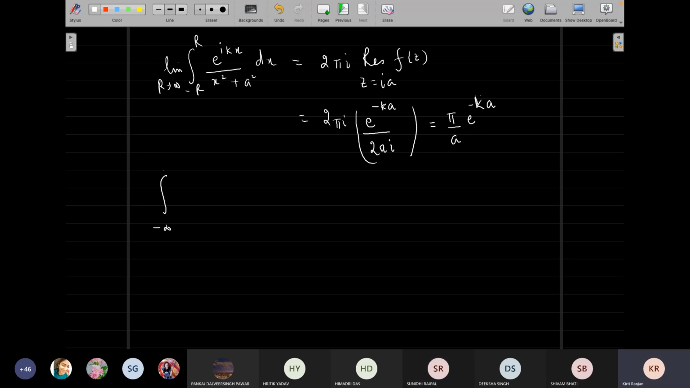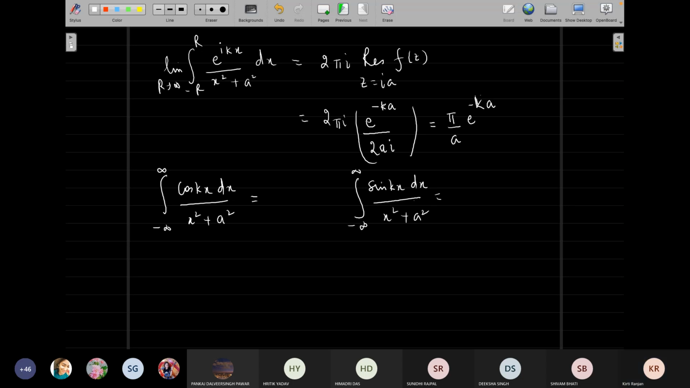And what will be this minus infinity to infinity cos kx dx over x square plus a square, and what will be sine kx dx over x square plus a square? So the cos will be the term which we got, and the sine will be 0 because there is no imaginary part involved. But the sine term you would have actually told me even earlier, right? I mean, you would have given me this result even before we had proceeded, right?